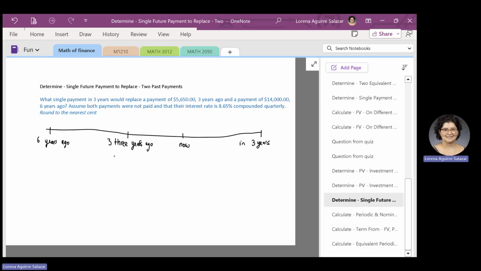So 3 years ago, there was this payment, $5650, that was missed. And then there was a payment of $14,000 that was missed 6 years ago. And the interest rate the whole time has been 8.65% compounded quarterly.